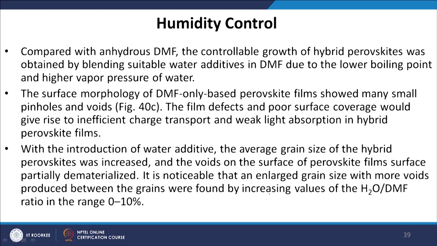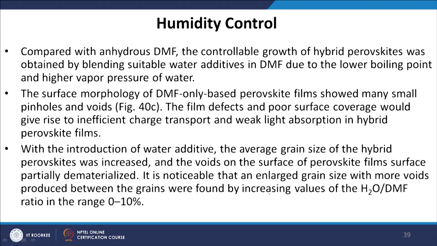The surface morphology of the DMF-only based perovskite film showed many small pinholes and voids. The film defects and poor surface coverage would give rise to inefficient charge transport and weak light absorption in the hybrid perovskite film. If we have a lot of defects in the system, then the absorption will suffer. With the introduction of the water additives, the average grain size of the hybrid perovskite increased and the voids on the perovskite film surface were partially eliminated. It is noticeable that an enlarged grain size with more voids produced between the grains was found by increasing the value of the H2O to DMF ratio in the range 0 to 10%.